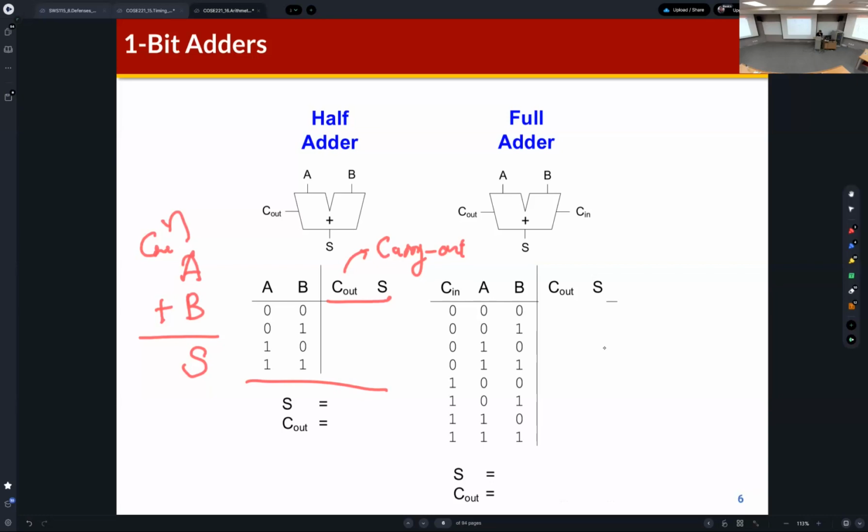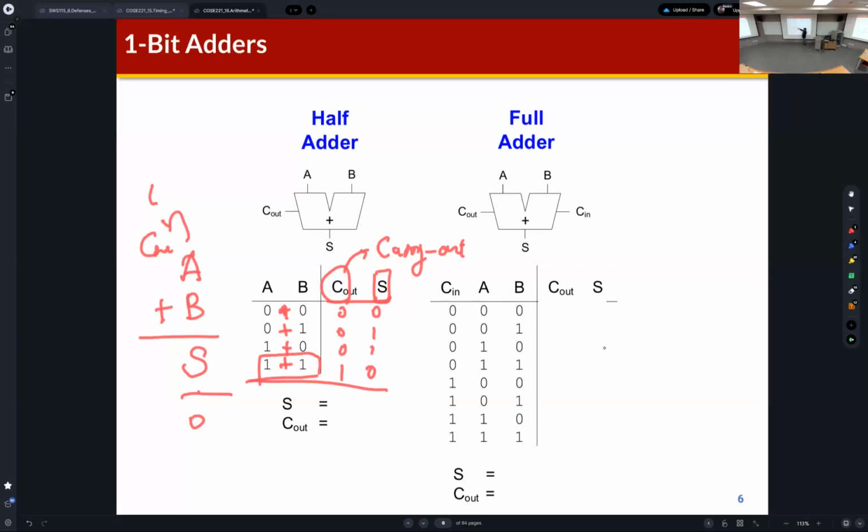What is C? What is S? Let's think about S first. 0 plus 0 equals 0. How about 0 plus 1? It's 1. How about 1 plus 0? It's 1. How about 1 plus 1? What is the S value? It's 0. Why? Because the carry is generated, but S will be 0, right? How about C out, carry out? For 0, 0, no carry out; 0, 1, no carry out; 1, 0, no carry out. Carry will be generated only for 1 plus 1.